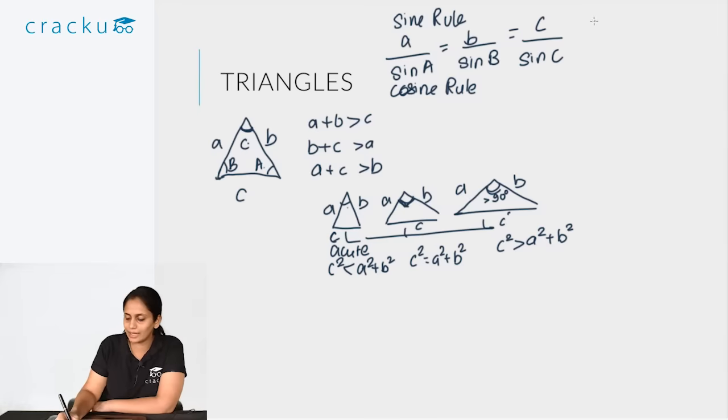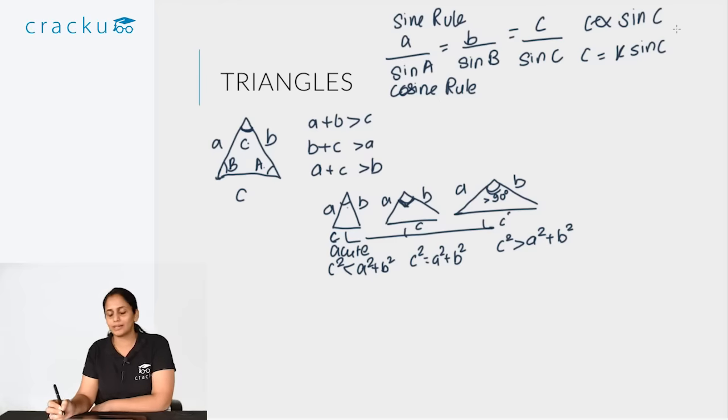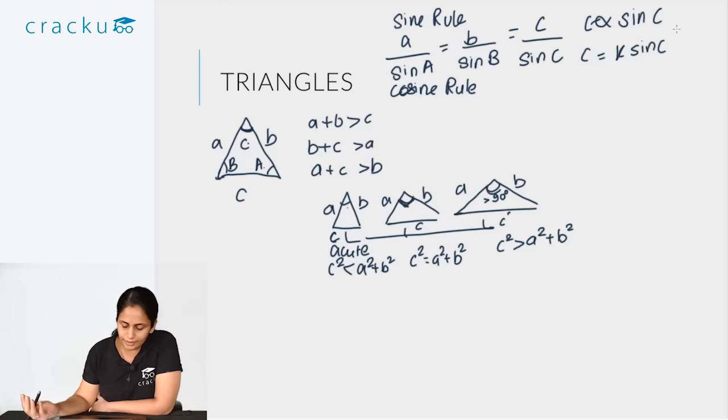So you can say that c is proportional to sine C. So essentially c is equal to k times sine C. So as the sine of the angle increases, the side increases. So this is the basic idea behind angles and the sides opposite to them. The sine rule is pretty easy to remember and it might be useful for you while solving some questions, if either the length of a side is asked or if you need the sine value of an angle, then this would be helpful.